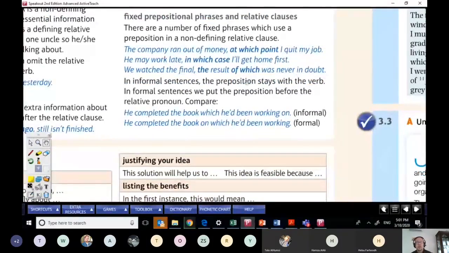And then finally, when you have these relative pronouns with a preposition, there used to be a rule a long time ago that you could not end an English sentence with a preposition, but that rule has changed. It's okay now to use a preposition at the end. So it's okay to say, he completed the book which he'd been working on. A long time ago, they would have made you say, he completed the book on which he had been working. But now this is perfectly normal to say in any situation. So don't really worry too much about this. It's okay to do either formal or informal.